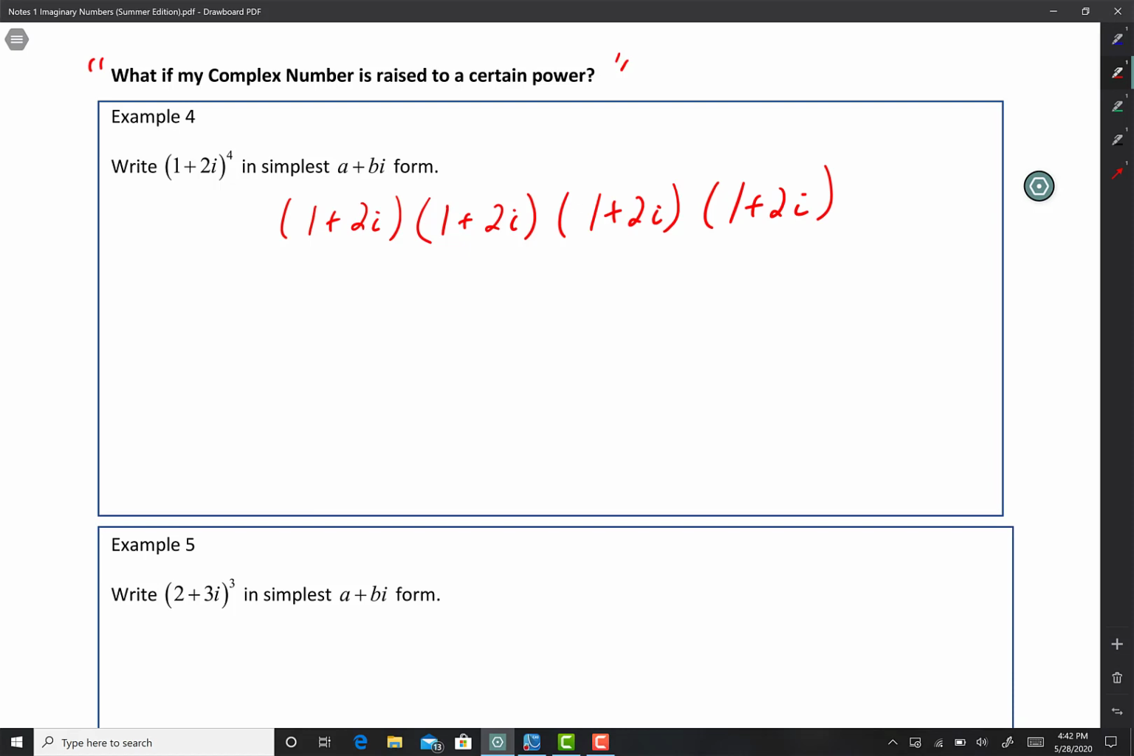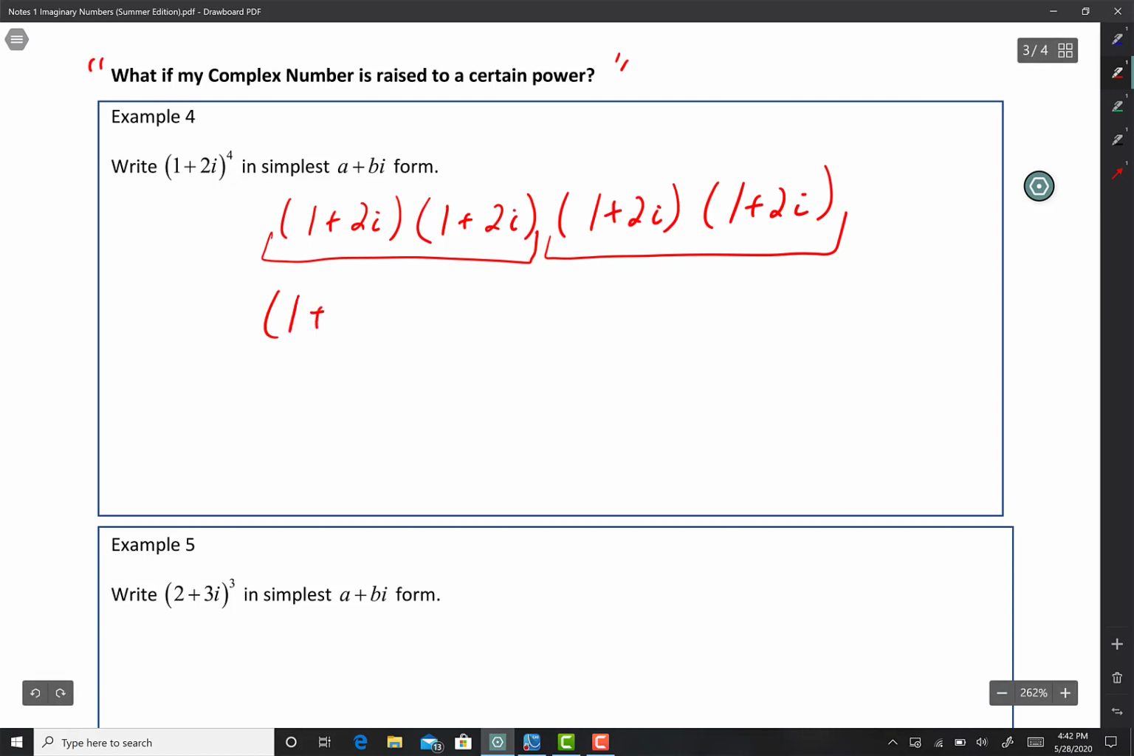So what I'm going to do first, I'm going to FOIL these two, and I'm going to FOIL these two. Now, they're both the same, so it should be pretty easy to multiply and FOIL these out. 1 times 1 is 1, plus 1 times 2i is 2i, but I'm going to have 2 of those because you're going to have 2i times 1 again. So it's going to be 4i, and then I'm going to put plus. Anyways, 2i times 2i is 4i squared.